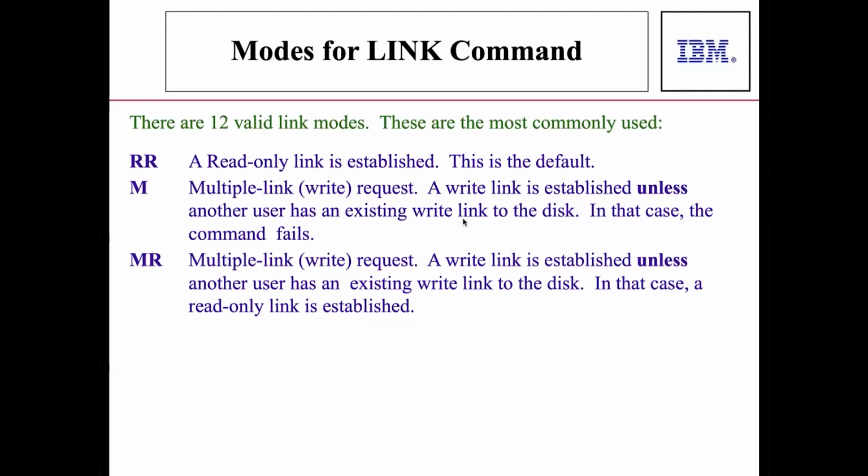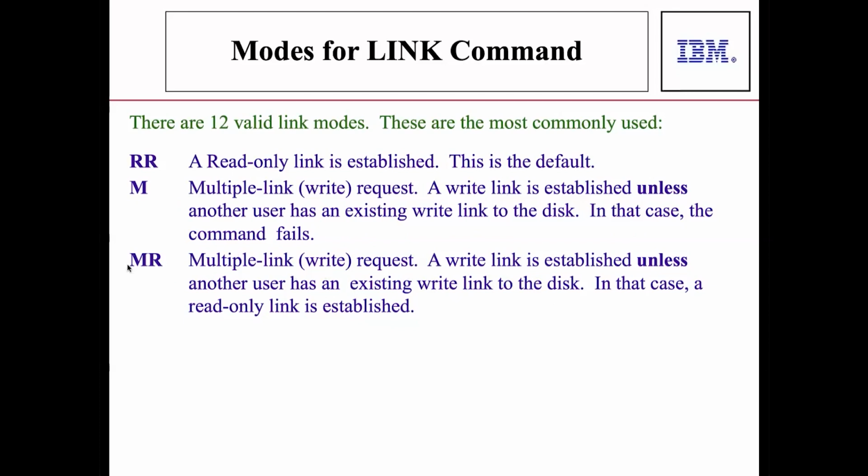If I need to update this disk and I need a write link, then I ask for an M type mode, and it either works or it fails, which is nice because I can say, oh, it failed, so I wait till later or whatever I need to do. MR is, you see this quite a lot. This is, again, a multiple link write. A write link is established unless the user has an existing write link.